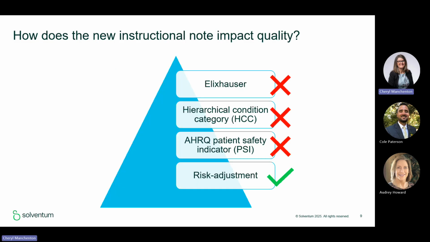Thank you, Audrey. You'll notice that for symbol purposes, we're using X's and check marks, and we'll sometimes have a question mark, meaning obviously it's not a net new code, so it's not going to impact Elixhauser. Ascites is not on the Elixhauser list. It is not an HCC, so the addition of that is not giving us a net HCC, and it's not impacting PSIs or risk adjustment for PSIs. However, we do believe that it will impact risk adjustment in general.